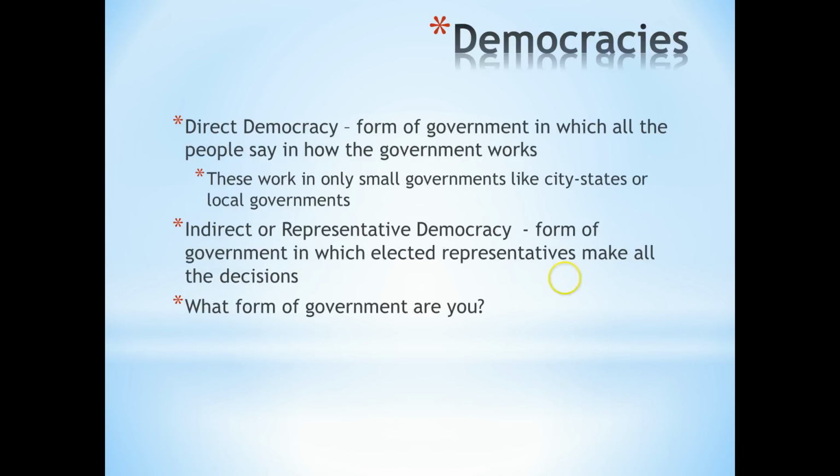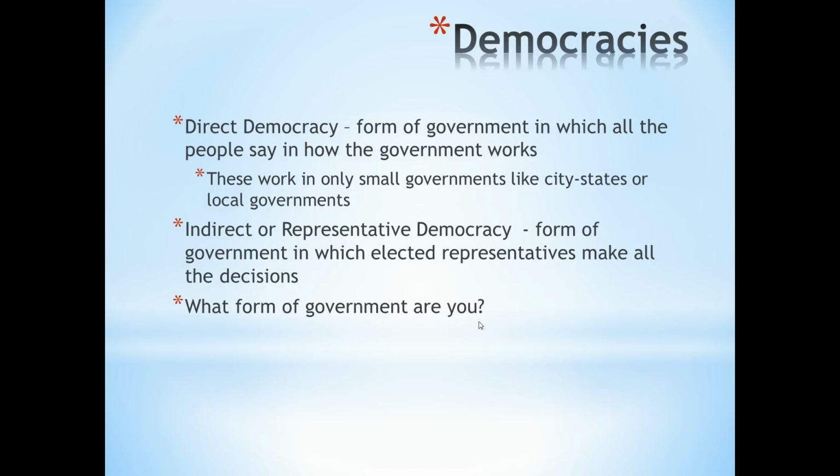Now, democracies. There are two main types of democracy: direct democracy, or an indirect or representative democracy. Direct democracy is the type that was formed back in Athens originally. It's a form of government in which all of the people say how the government works. These usually only work in small governments like city-states or local governments, because everybody has a say in everything. Then you have your indirect or representative democracy, a form of government in which elected representatives make all of the decisions. Everybody votes on a representative who then makes the choices about certain laws and about how money is going to be spent, and so forth.